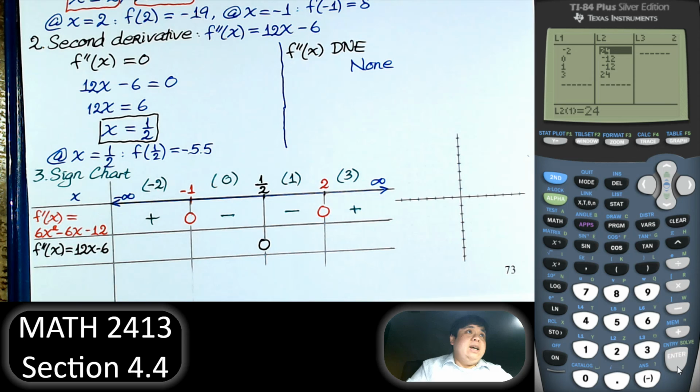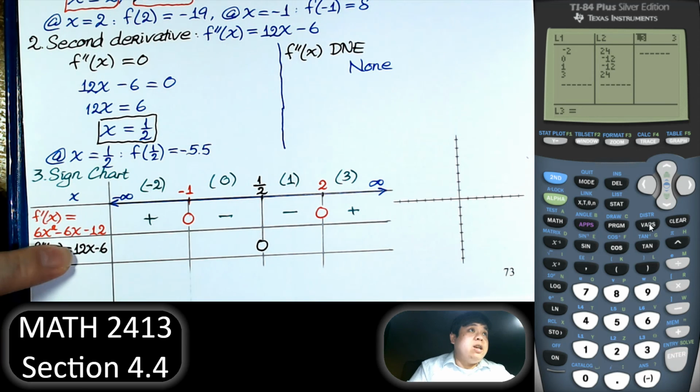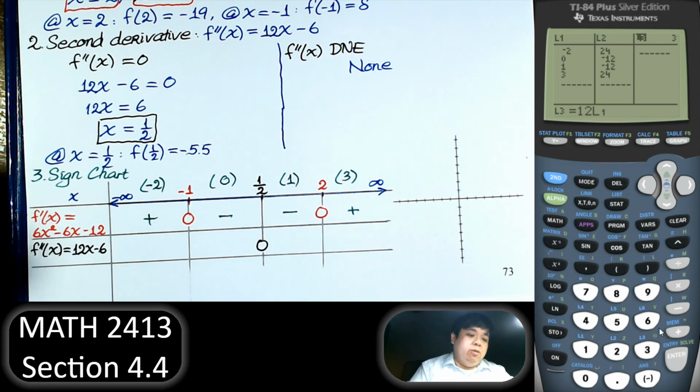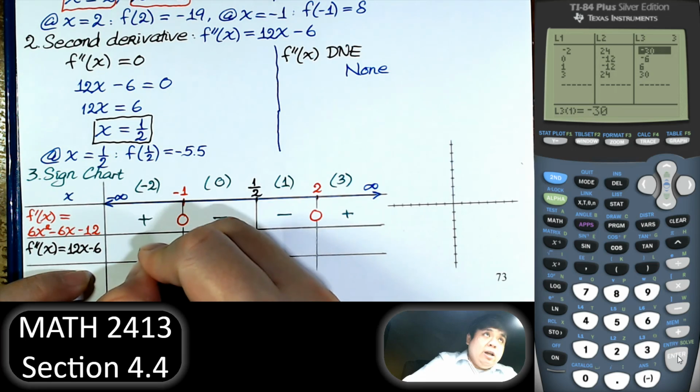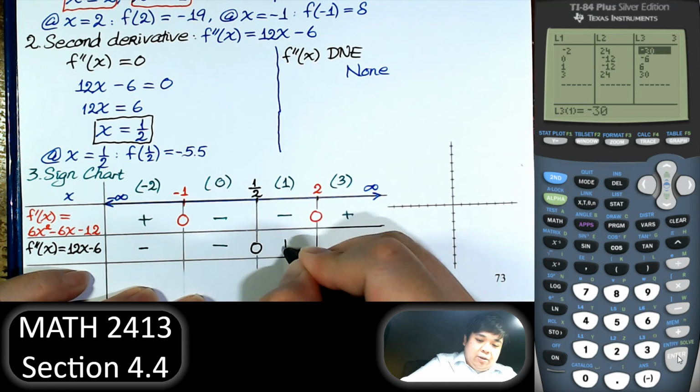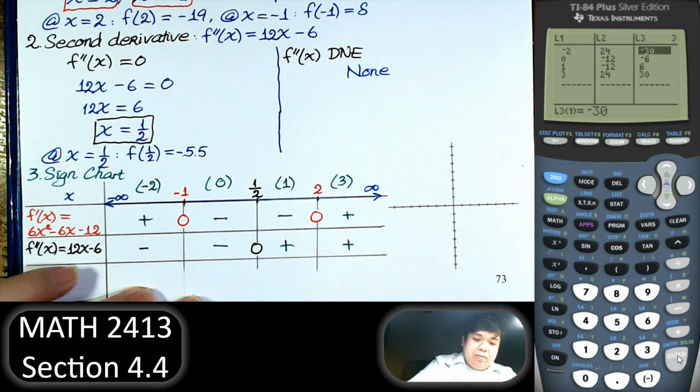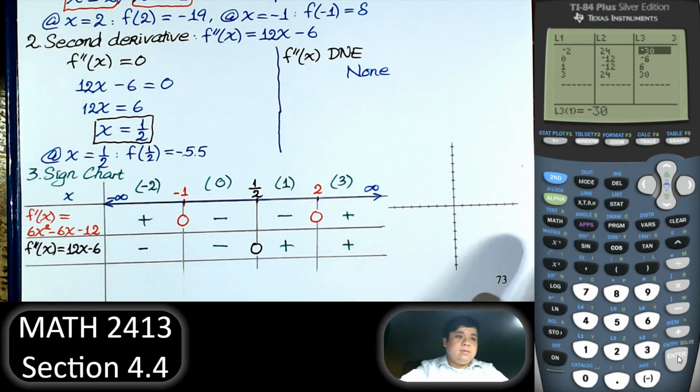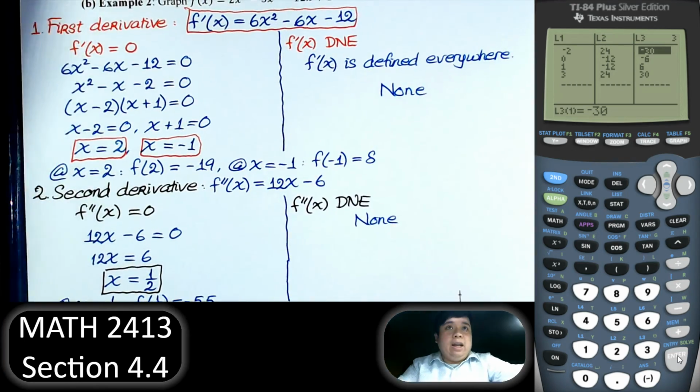Right, and then for L3, do the same thing. For the second derivative, it will be 12 L1 minus 6, and we have those. So it will be negative, negative, positive, and positive. Right, and then put them together.